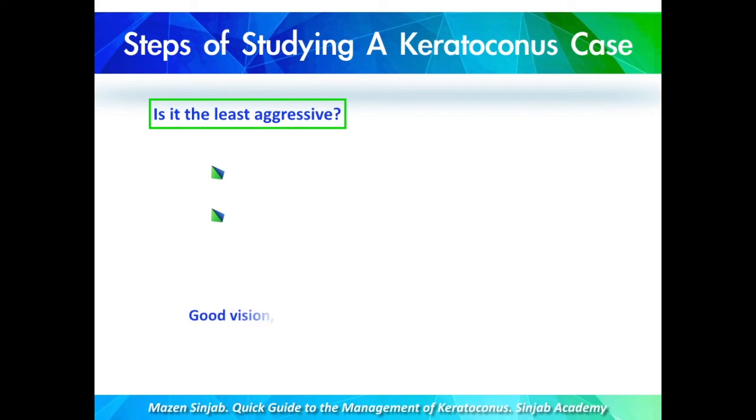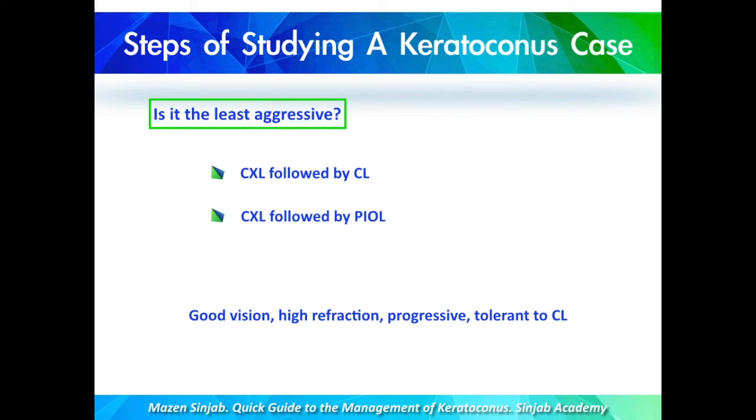Another example, a patient with good vision, high refraction, progressive disease, and he is tolerant to contact lenses. There are 2 options based on the other parameters. They are corneal cross-linking followed by contact lens fitting, or corneal cross-linking followed by phakic IOL. Of course, the first option is less aggressive.